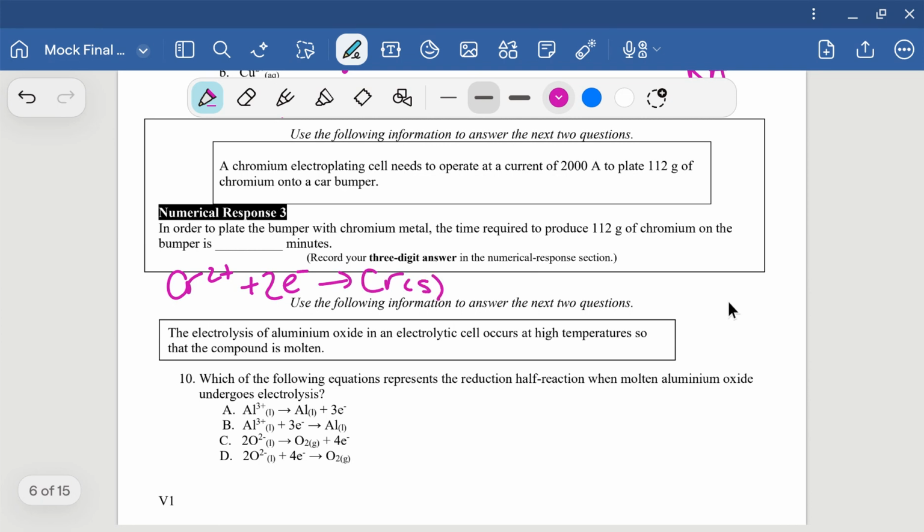Now there are 2 half reactions that involve the chromium ion. If you're not sure which one to use, because you're plating metal, you need to use the one that produces a solid. So with that, we're also going to be using the formula moles of electrons equals your amps times your time in seconds, divided by Faraday's constant.